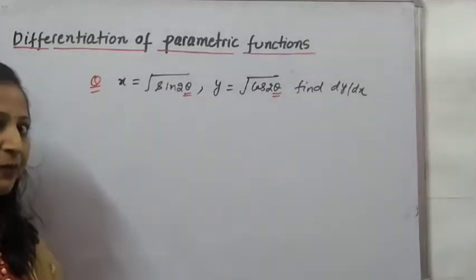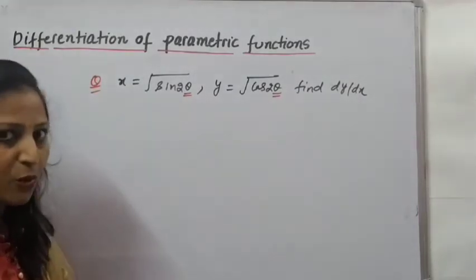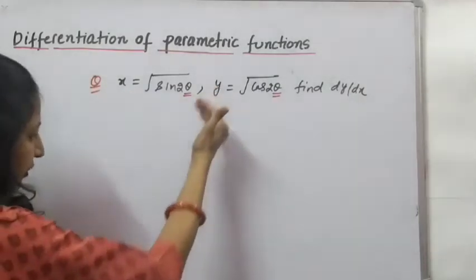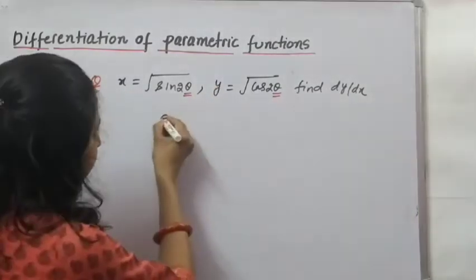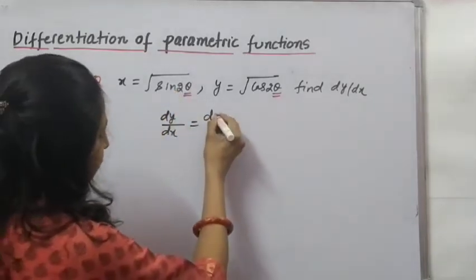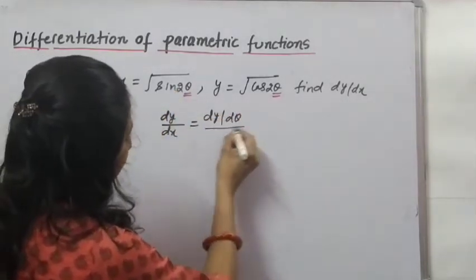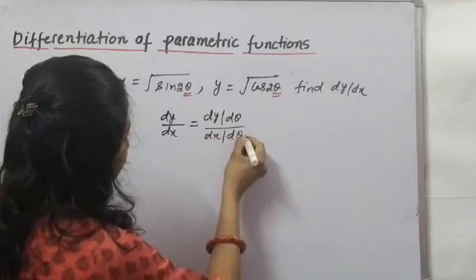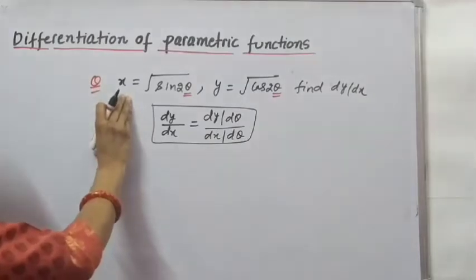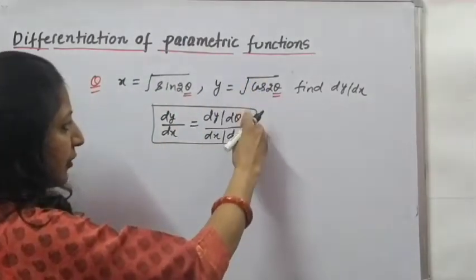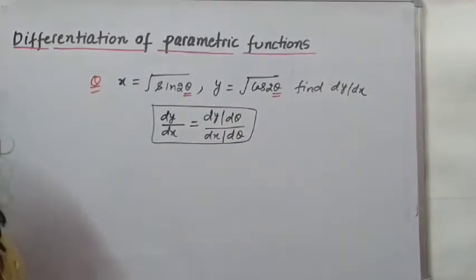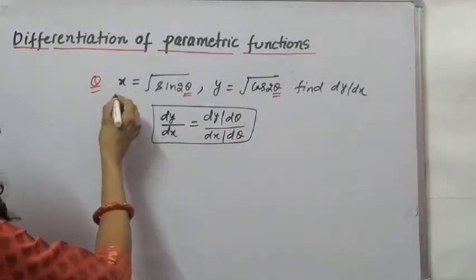So the same procedure will be followed as we followed in question number 1, right? First of all, we will find dx by d theta, then dy by d theta, and we will use the formula, that is dy by dx is equal to, here the parameter is theta, so dy by d theta upon dx by d theta, right? We will put the values in this formula, and after solving, we will get our required value of dy by dx. Okay, so let us start.